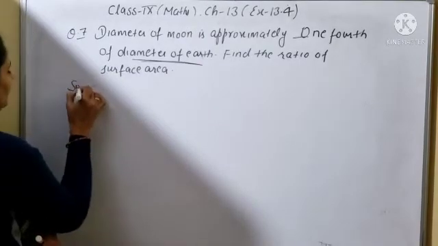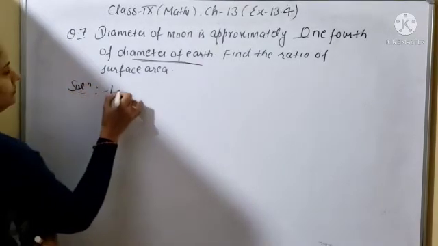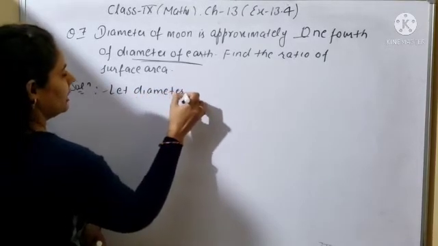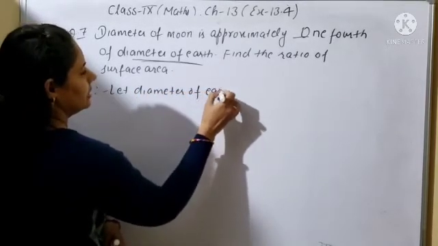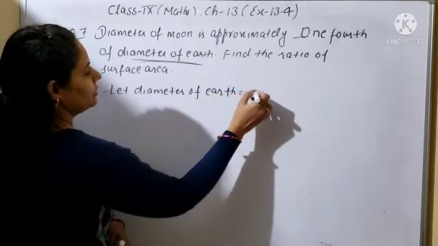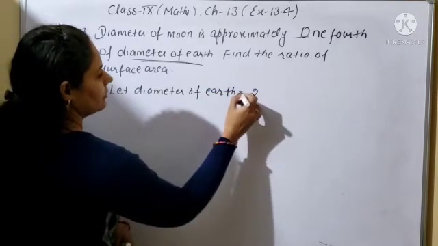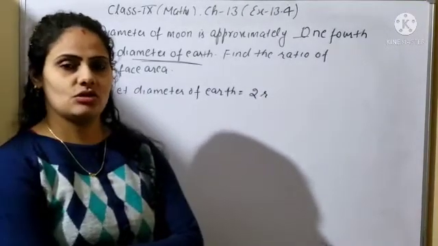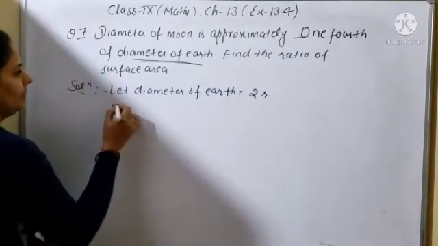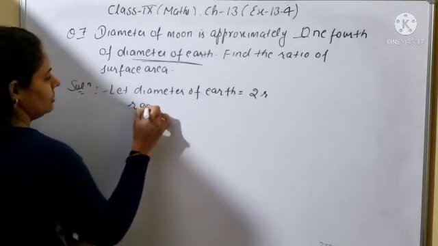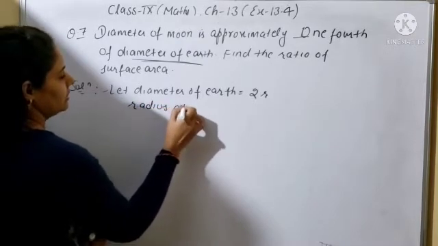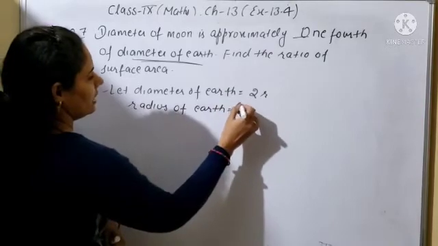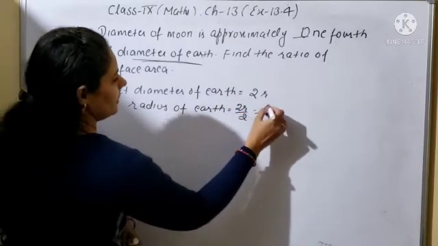So here first we will assume that let diameter of earth be equal to twice of r. We will assume diameter of earth is 2r. Now what will be the radius? So radius of earth will be 2r upon 2. So it will be r.